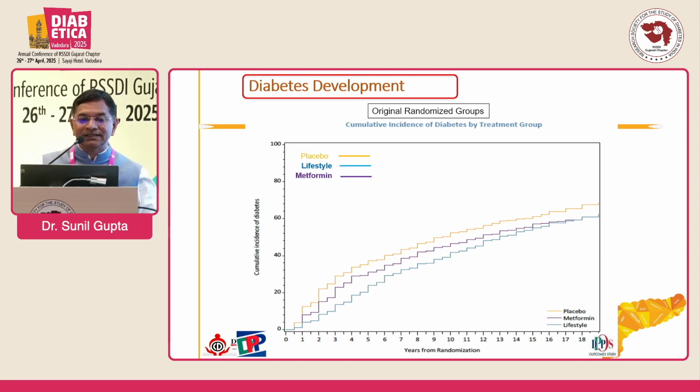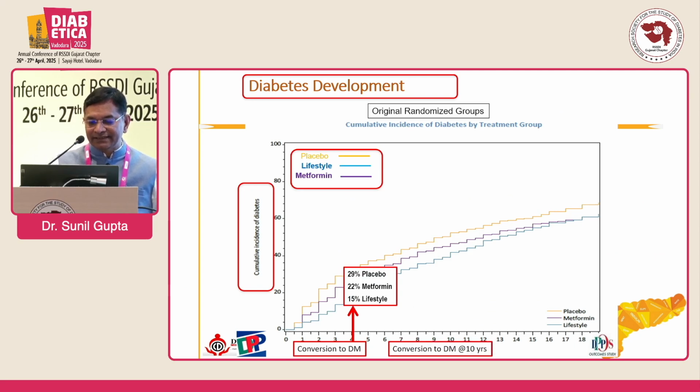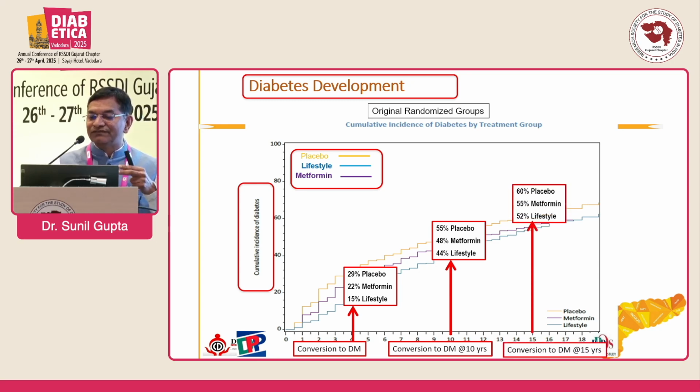Similarly, this is the diabetes development. If you see, the conversion rate earlier was much higher. The development of diabetes was lowest in lifestyle modification, then metformin, then placebo. After 10 years, it went to 44, 48 and 55, and then it further increased to 52, 55. So almost similar. That means if you give some intervention in the beginning, you also have a legacy effect of lifestyle modification, like what you talk about as the legacy effect of good glycemic control in the early stage. That's another message to all of us.